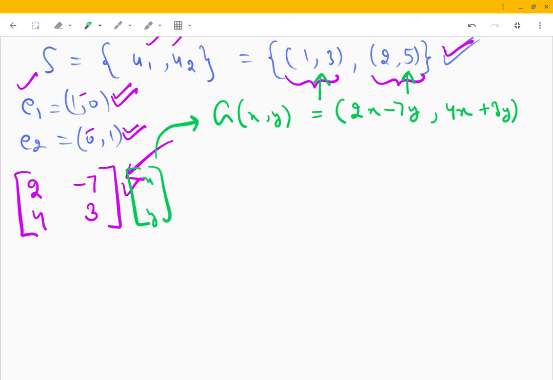Okay, now I want to see this new basis they are asking us, where are they being mapped to? Okay, let's find it out. 2 7 3s are 21 and 4 plus 9, which is negative 19. 9 and 4 13, right?